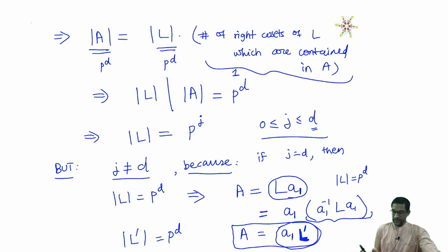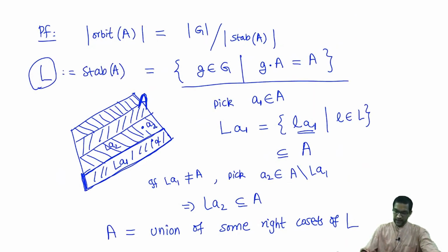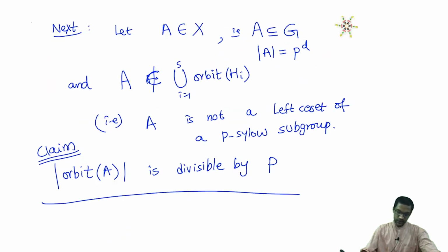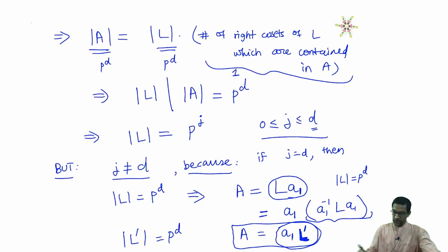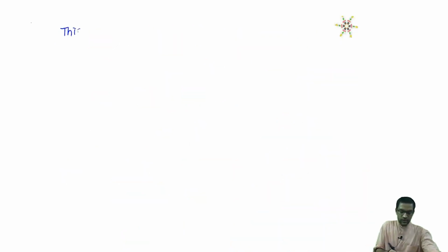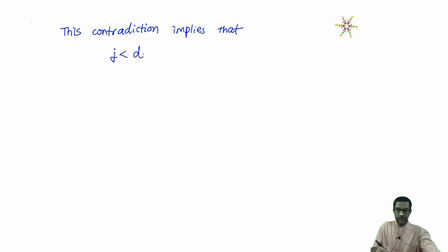Now, that, recall, is a contradiction, because we assumed to begin with that the set A was not a left coset of a p Sylow subgroup. It was such an A that we were looking at. So if j equals d, however, we conclude that A does look like that. A has to have that form. So this contradiction implies that our assumption was wrong. j has to be strictly smaller than d, can't equal d.